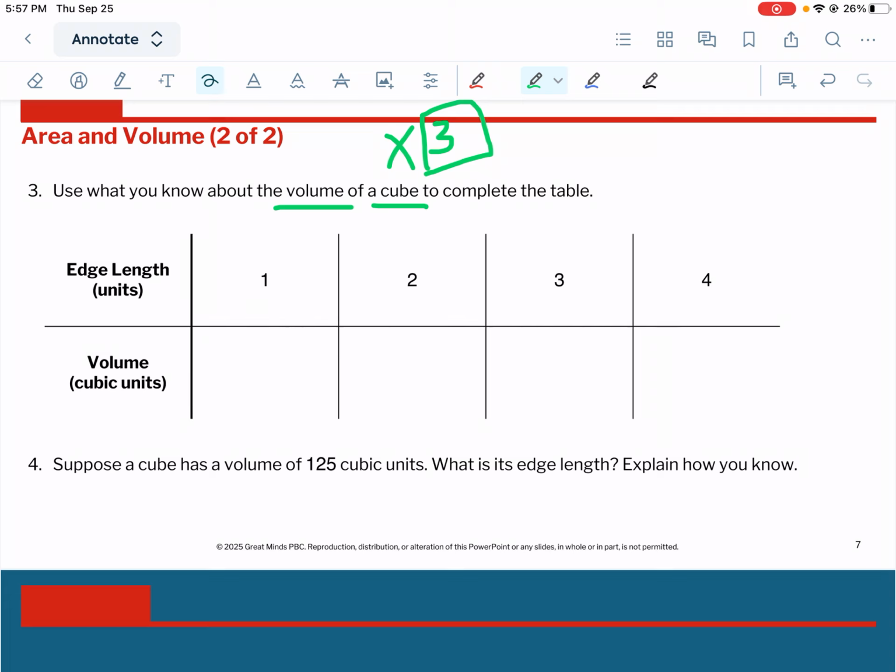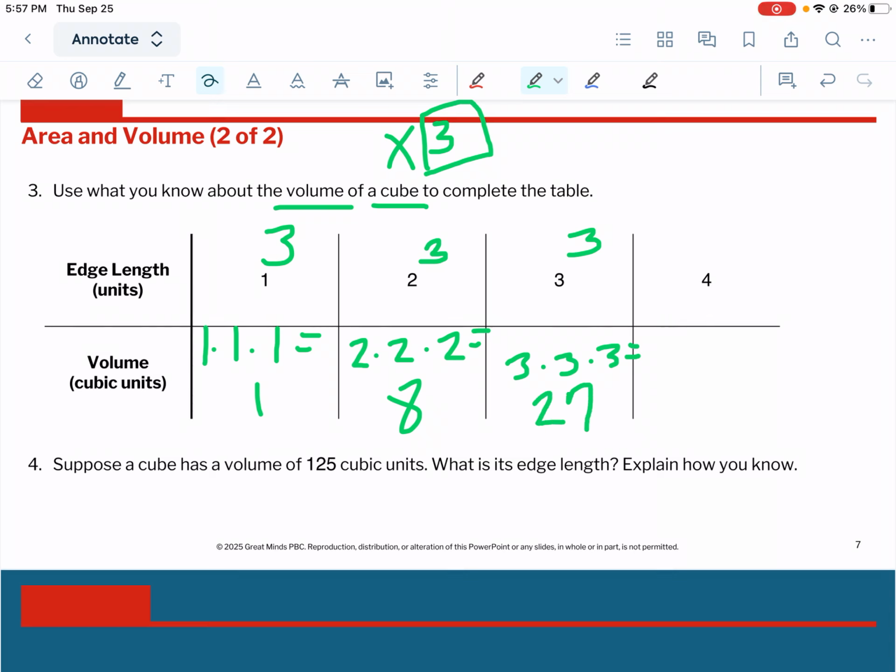For number 1, we will write 1 cubed, and I'm going to do it at the top just so I can have some space. That means 1 times 1 times 1, which equals 1. If I did 2 cubed, that gives 2 times 2 times 2, which equals 8. Same here for 3. 3 times 3 times 3 is 27. Same here for 4 cubed. 4 times 4 times 4 will be 64.